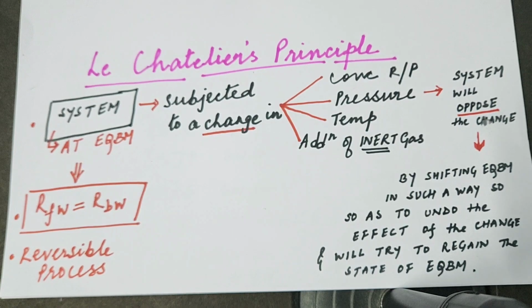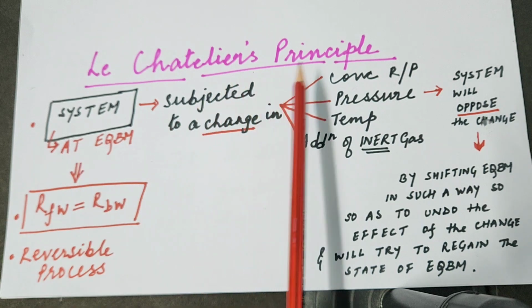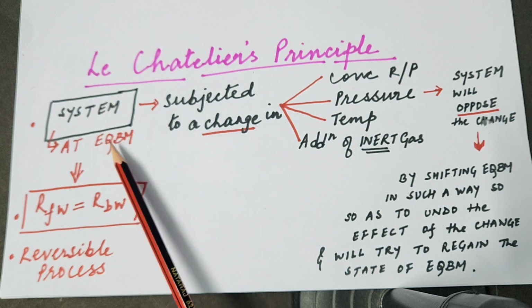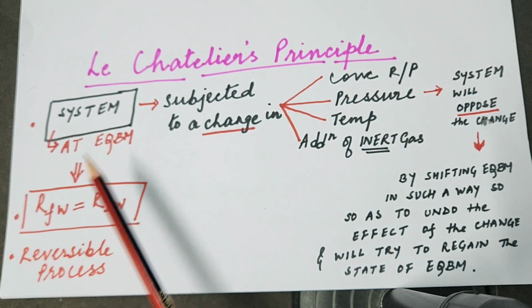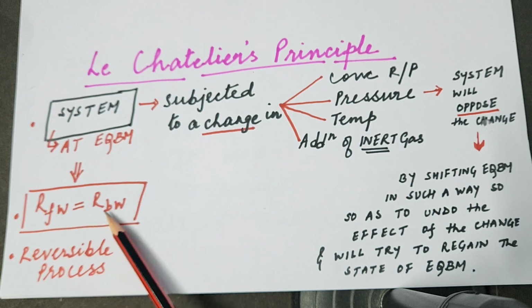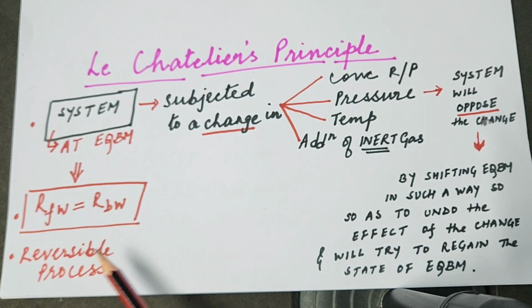Hello everyone, this session is based on Le Chatelier's principle and its applications. So what does Le Chatelier's principle say? It says that if we have a system at equilibrium, what is equilibrium? A reaction system where the rate of forward reaction is equal to the rate of backward reaction, and it goes without saying that if we have the forward and the backward reactions happening, the system has to be a reversible process.